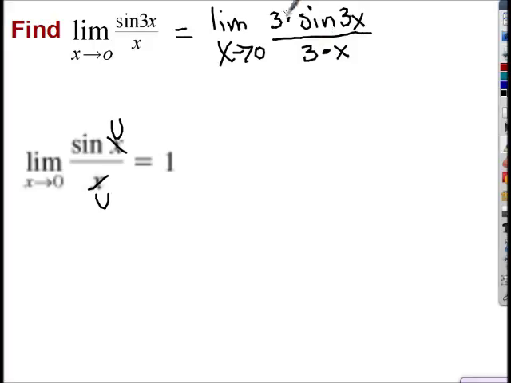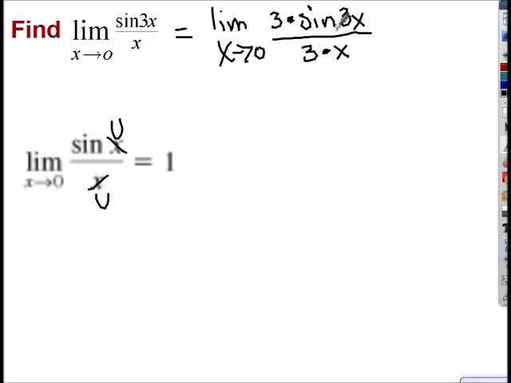The only thing I did was multiply top and bottom by 3. 3 over 3 equals 1. So I didn't change the function itself, I just changed its appearance. Now I have the same thing in the sine at the top and in my denominator.